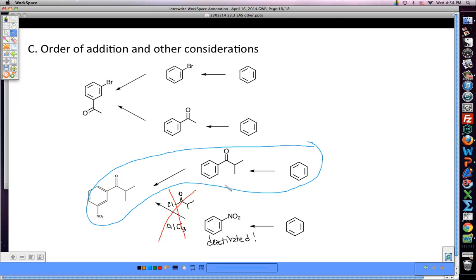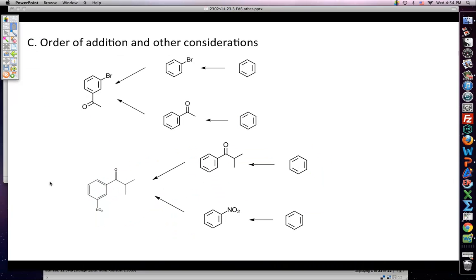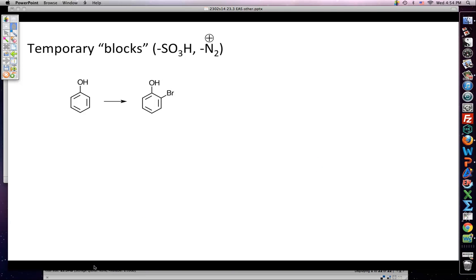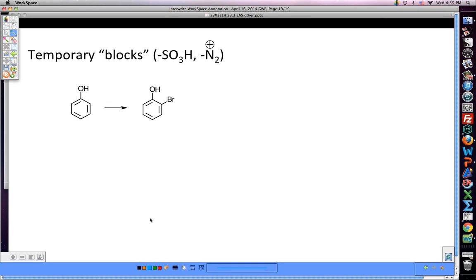So you see, synthesizing these substituted aromatics is both a fun little strategy game, but it can also be kind of tricky. And sometimes the tricks require using these temporary blocks. I'm going to go through these examples quite quickly because these are exactly the same examples as Cardy shows. Basically, the problem with this synthesis is twofold. Number one, we've already seen one, and that is the possibility for multiple bromination. So we don't want polybromination to take place. That would be bad.